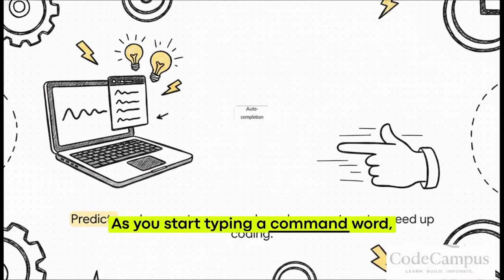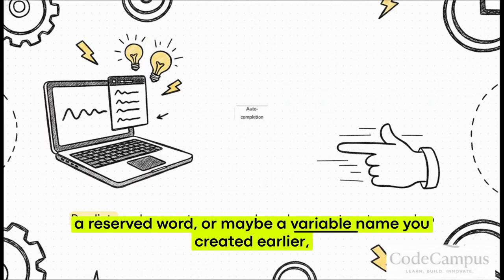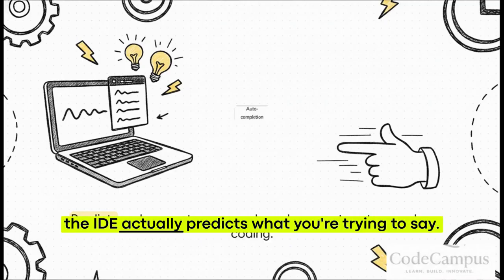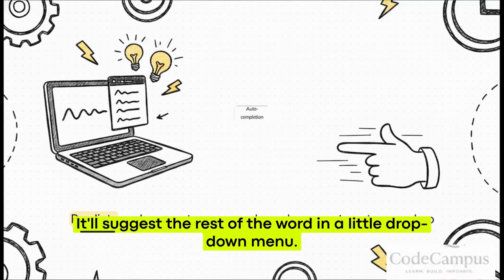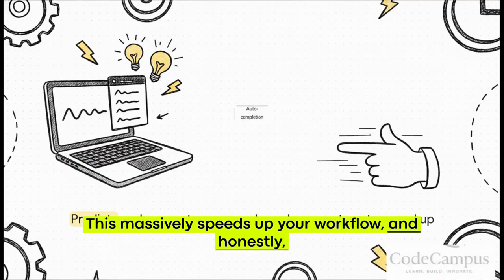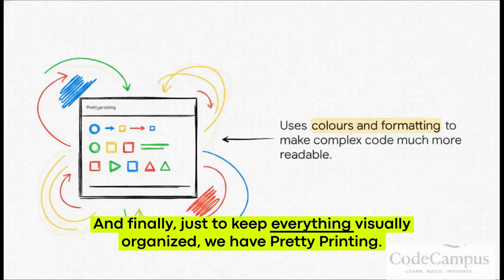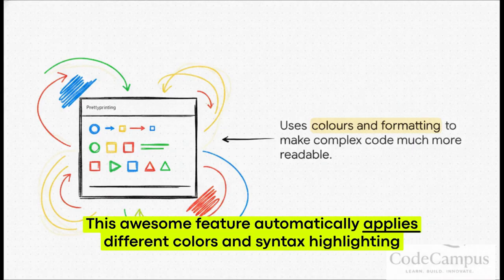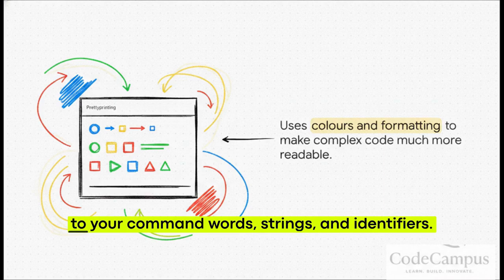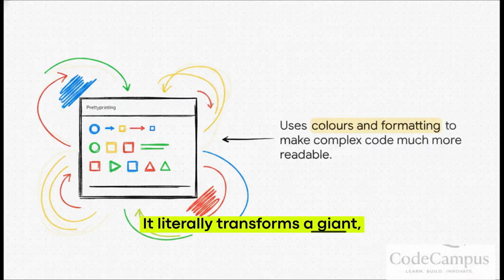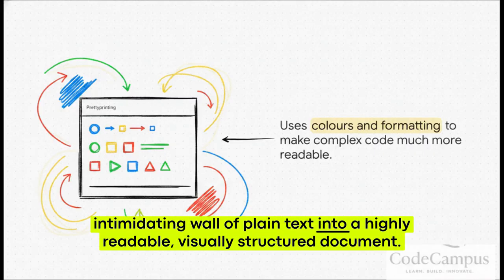To make you even faster, IDEs feature auto-completion. As you start typing a command word, a reserved word, or maybe a variable name you created earlier, the IDE actually predicts what you're trying to say. It'll suggest the rest of the word in a little drop-down menu. This massively speeds up your workflow, and honestly, it prevents so many silly typos. And finally, just to keep everything visually organized, we have Prettyprinting. This awesome feature automatically applies different colors and syntax highlighting to your command words, strings, and identifiers. It literally transforms a giant, intimidating wall of plain text into a highly readable, visually structured document.